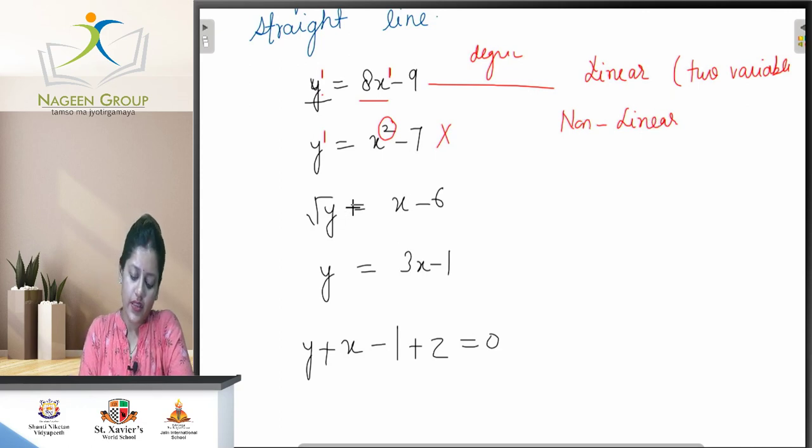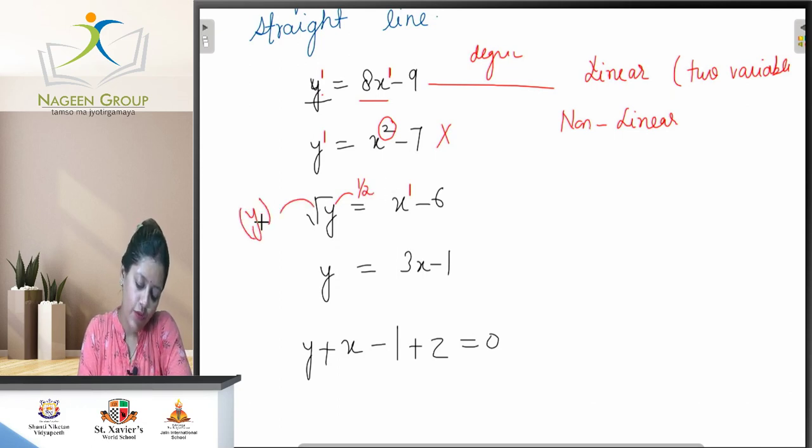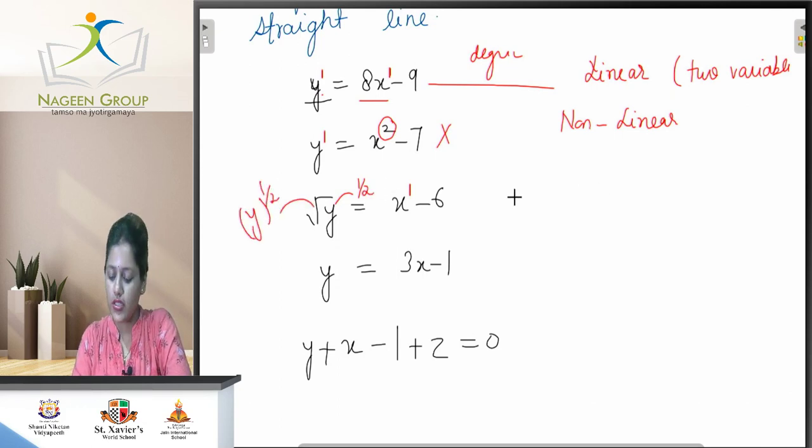After that, the degree of x is 1 but the degree of y is 1 by 2, because square root of y is written in the form of y to the power 1 by 2. So this is not a linear equation. This is a non-linear equation.